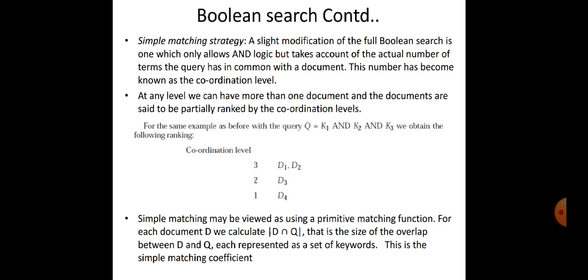Simple matching may be viewed as using a primitive matching function. For each document D, we calculate D intersection Q, because here we are using AND, so we get the intersection. That is the size of the overlap between D and Q, each represented as a set of keywords. This is the simple matching coefficient. Okay, hope it is clear.